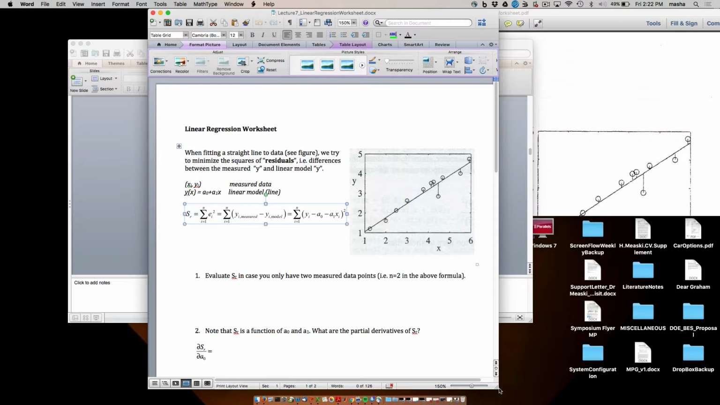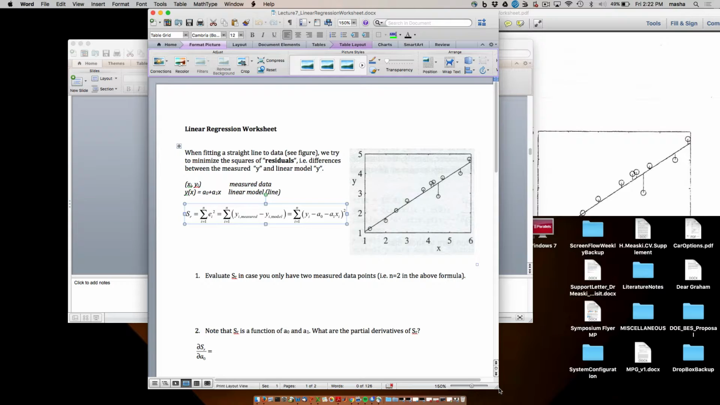So what did you get? y1 minus a0 minus a1 x1, squared, plus y2 minus a0 minus a1 x2, squared. True. Did everybody get that? So basically I have 2 terms, 2 of these squares in there. Great. So that's actually this SR, okay?